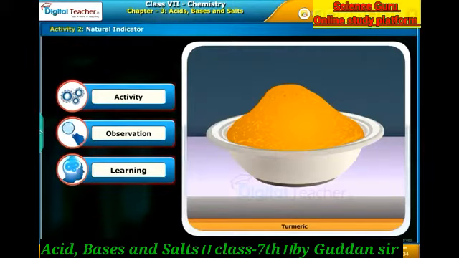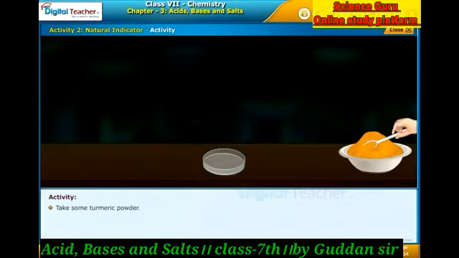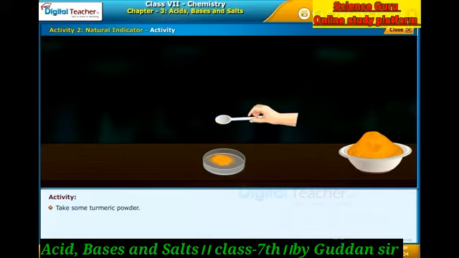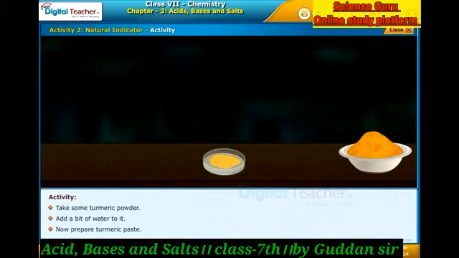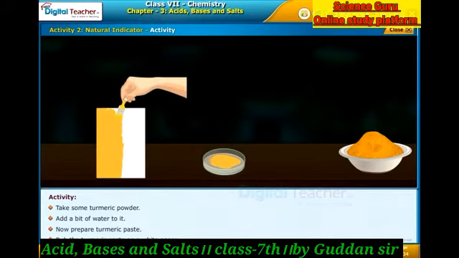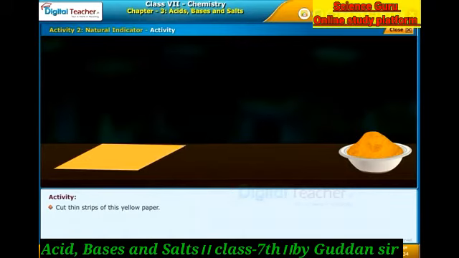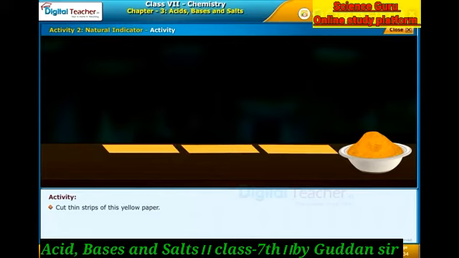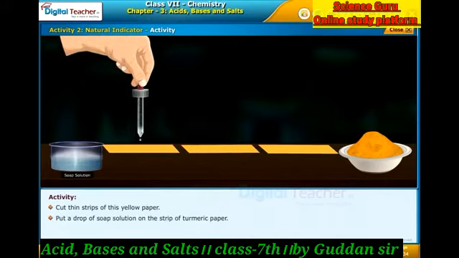Here, let us perform an activity to know about a natural indicator. Click each tab to know more. Take some turmeric powder. Add a bit of water to it. Now prepare turmeric paste. Rub the turmeric paste on a white paper. Cut thin strips of this yellow paper. Put a drop of soap solution on the strip of turmeric paper. Observe the changes.